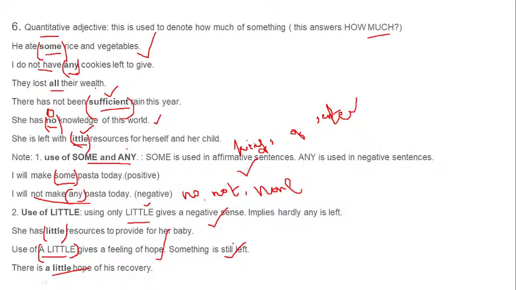Only little gives us an impression that, okay, something is very little, the quantity is not much, the quantity of resource she has been left with is very less, so that is a negative meaning. But when we have a little, that means something is still left. A little is always used in those kinds of sentences, where something is still left behind, everything has not been finished, there is a feeling of hope and positivity. There is a little hope of his recovery. So these are the things like this.